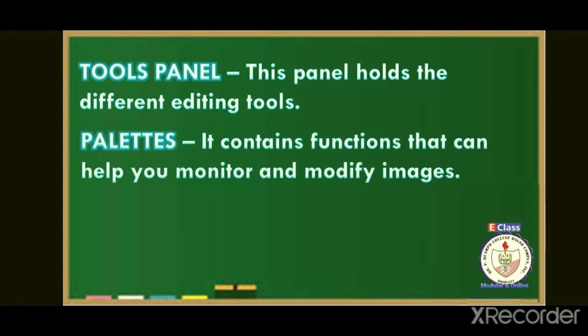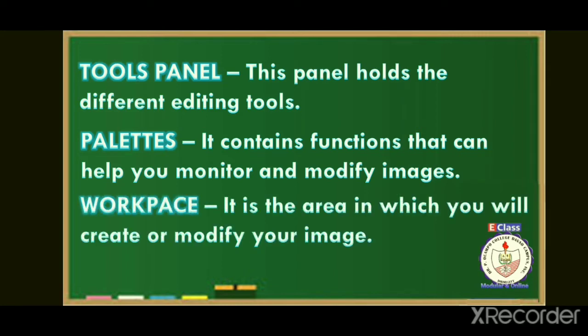Next are the palettes. They contain functions that can help you monitor and modify images. They are also grouped, but by default the color, adjustment, and layers palettes are visible. To view other palettes, go to the menu bar, choose Window, and choose the palettes you want to be visible. Next is the workspace. It is the area in which you will create or modify your image. You can view several images at once and transfer effects from one image to another.